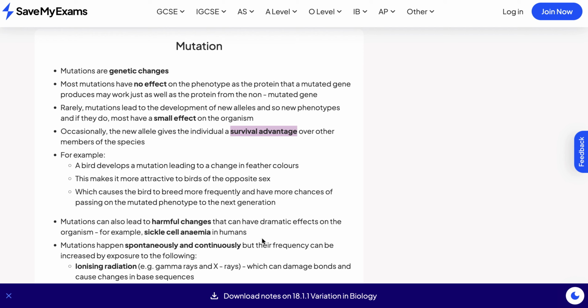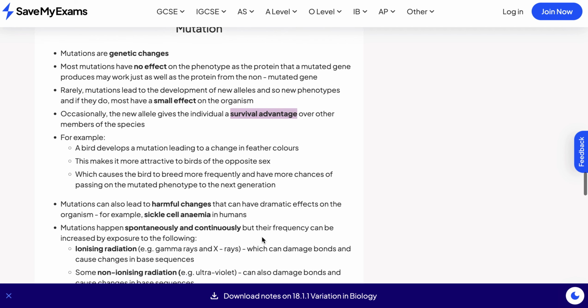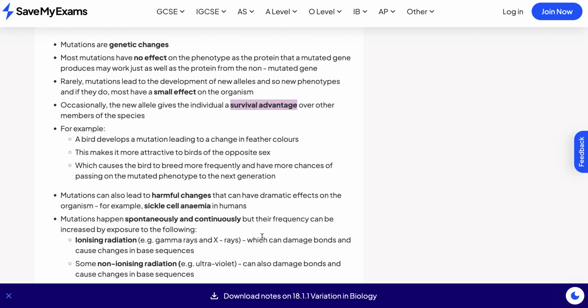A bird develops a mutation leading to a change in feather color. Mutation can lead to a change in the feather color of a bird. It can change the color of your lip, which may become black or brown or something else. It can affect other characteristics.